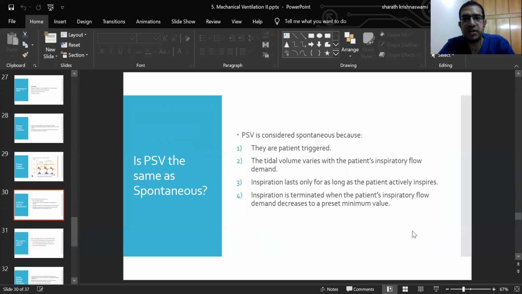Now, some of you might wonder whether pressure support ventilation is similar to spontaneous ventilation. They consider it spontaneous because it is patient triggered, meaning the patient begins to take a breath. The tidal volume varies with the patient's inspiratory flow and demand. The inspiration lasts only for as long as the patient actively inspires. The inspiration is terminated when the patient's inspiratory flow demand decreases to a preset minimum value.